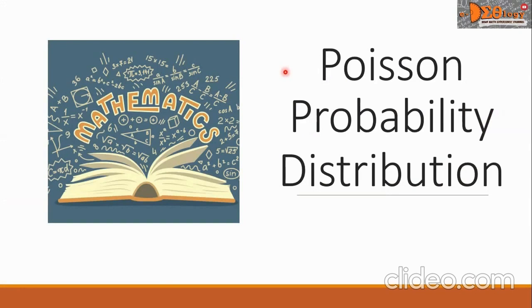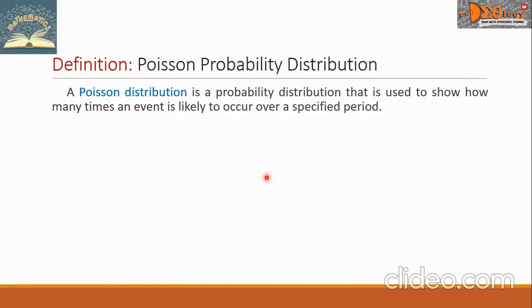Today we're going to study Poisson probability distribution. Let us define Poisson probability distribution. A Poisson distribution is a probability distribution that is used to show how many times an event is likely to occur over a specified period. In other words, it is a count distribution.